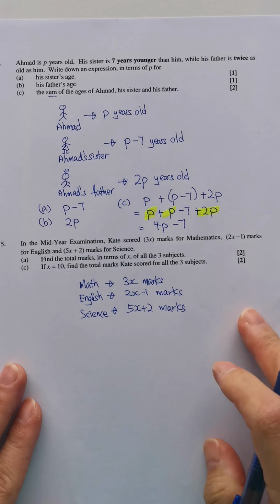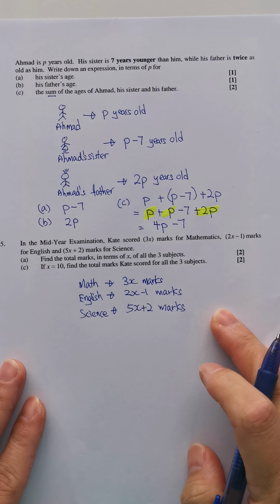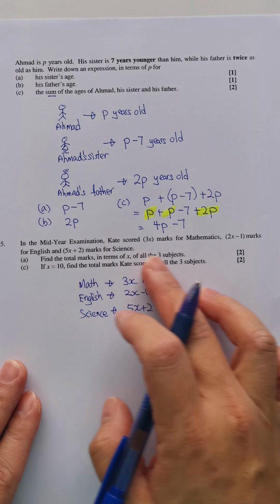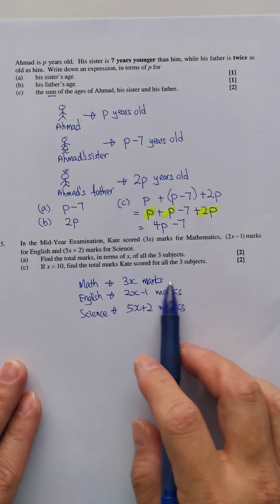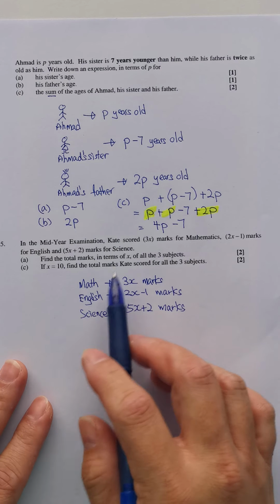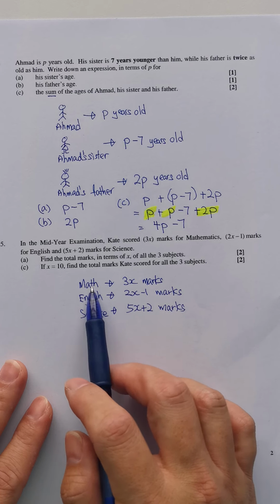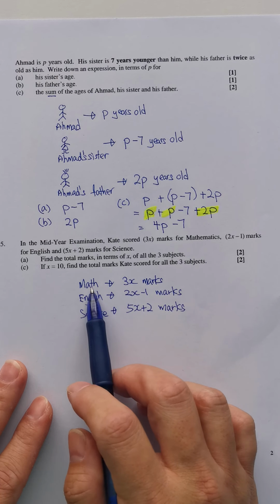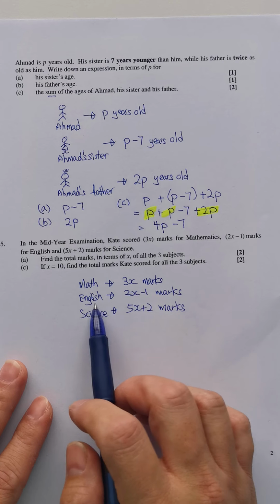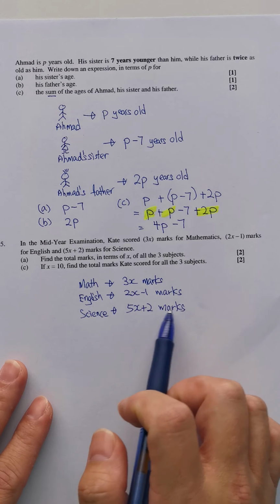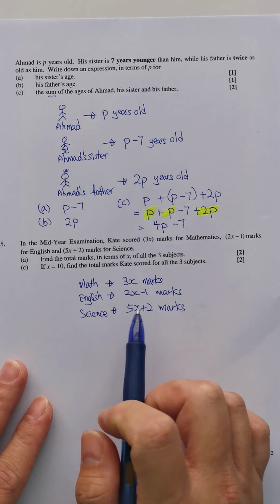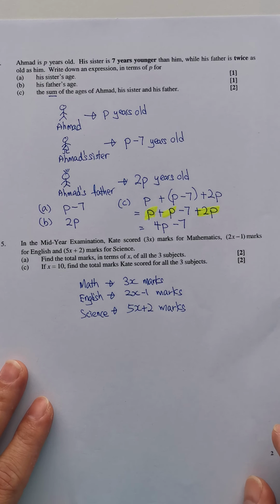Okay, when we are doing word problems, very important, we need to follow Polya's 4-step model. First of all is to understand the question. When you are rewriting any pictures or diagrams or tables, you need to understand what you have drawn. Even if I don't look at the question, I know that there's this person called Kate. She scored 3x for her math, 2x minus 1 marks for her English, and 5x plus 2 marks for her science. Once you understand the question, it will be quite easy for us to answer it.